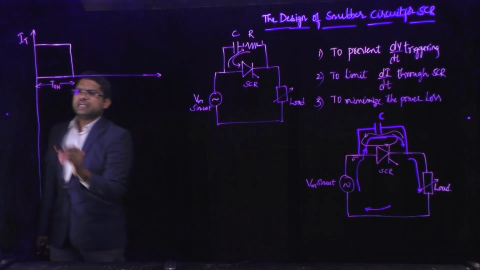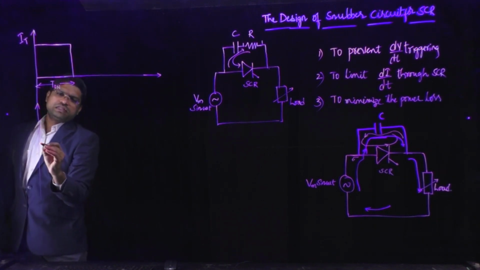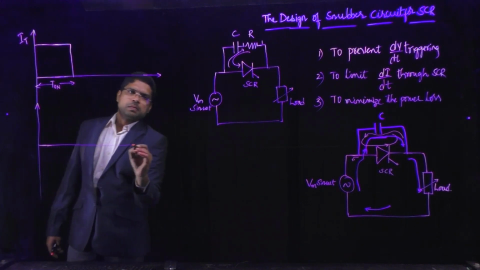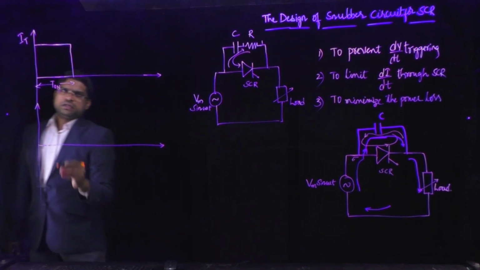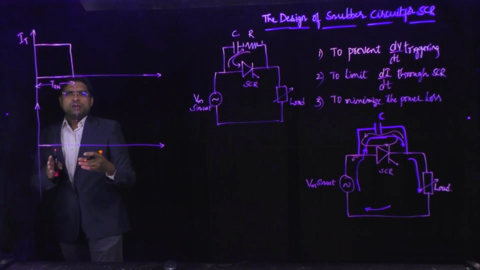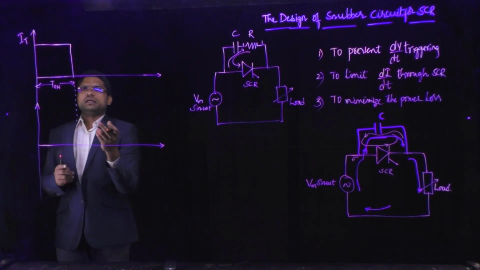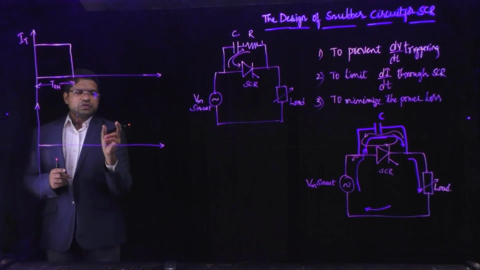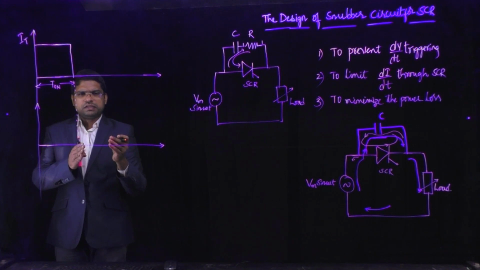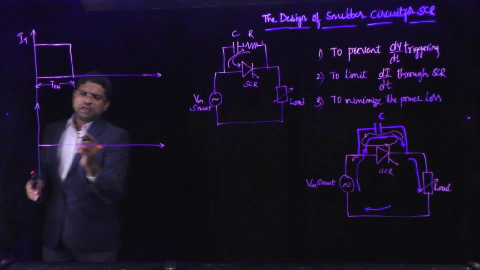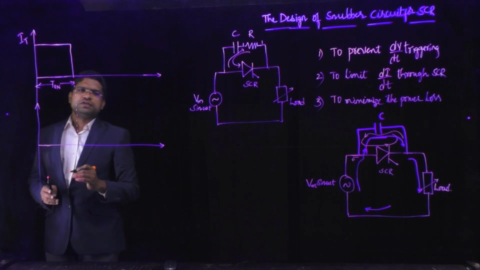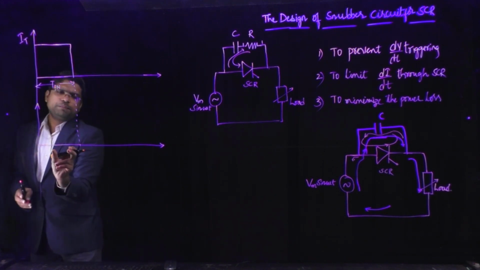At the same time, the voltage across the SCR is 0, because the SCR is working like a short circuit or closed circuit whenever it is in on state. For a short circuit, the voltage across the SCR is very minimum. Practically it is 1.5 to 2 volt, but ideally we take it as 0. Here 0 we have considered. So this is during the turn on period of the SCR.